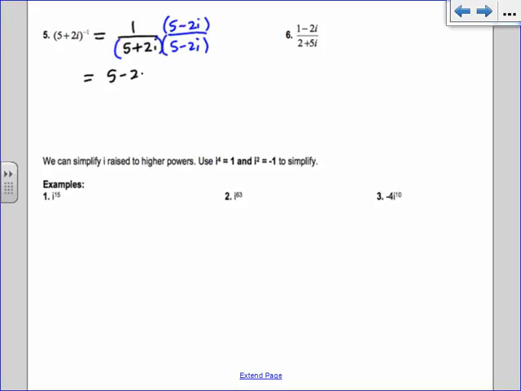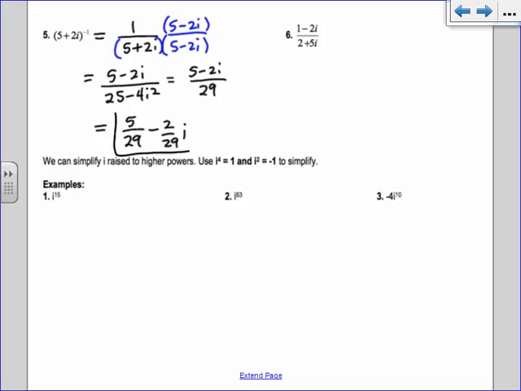So you get 5 minus 2i all over 25. Outer and inner cancel, so minus 4i squared. So we have 5 minus 2i over 25 plus 4, so 29. So our answer is 5 over 29 minus 2 over 29i. Will you ever get a different denominator for a and b? No. Well, if something reduces, I guess you could.